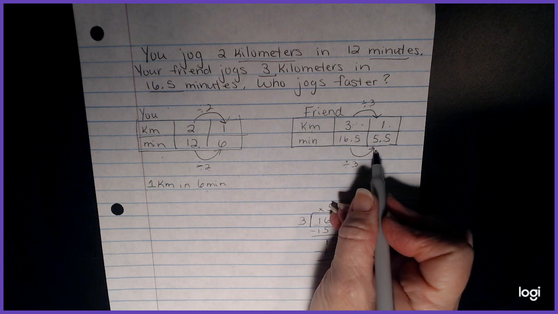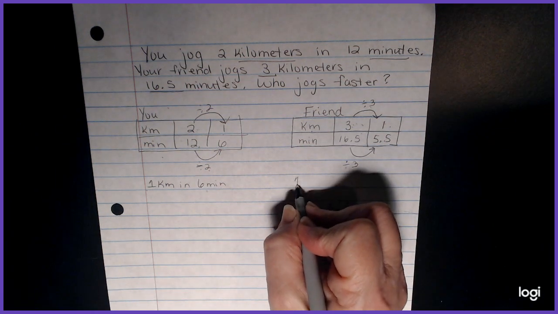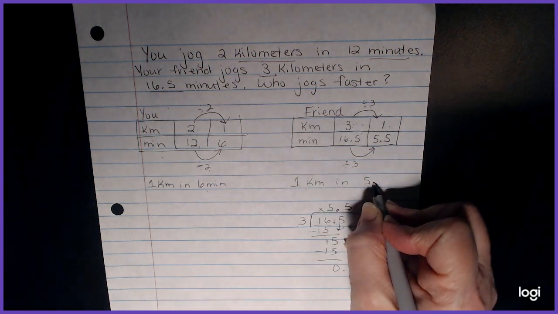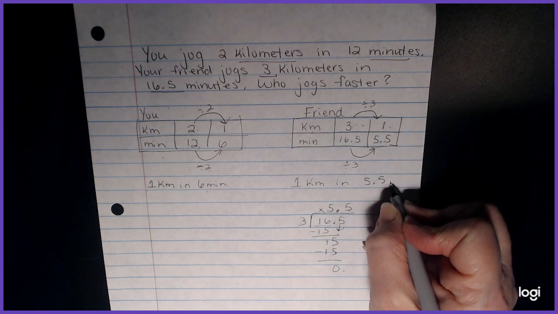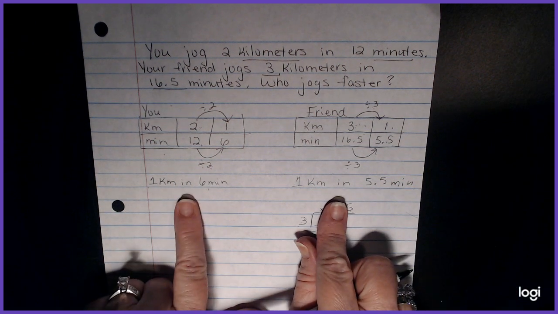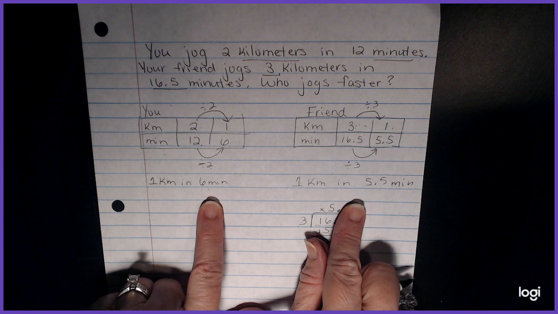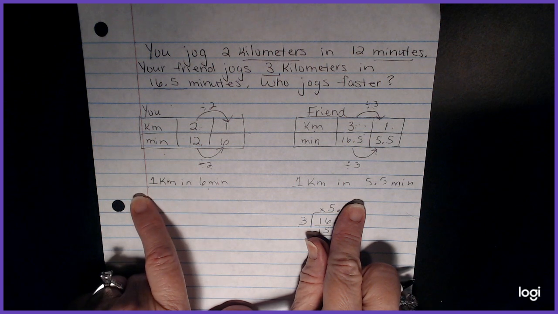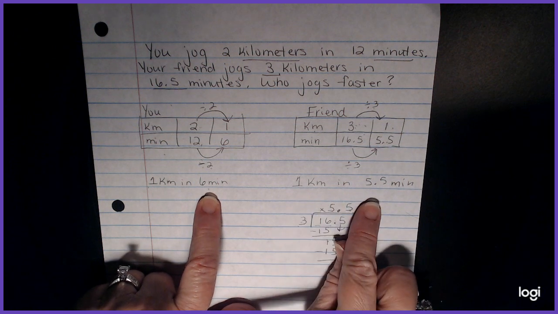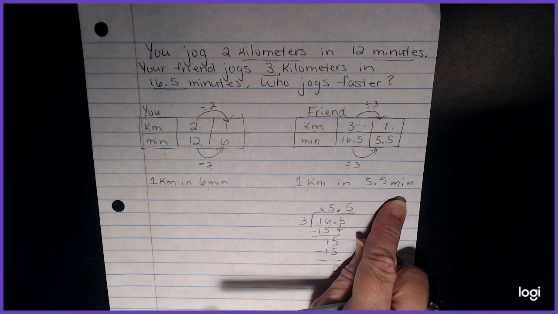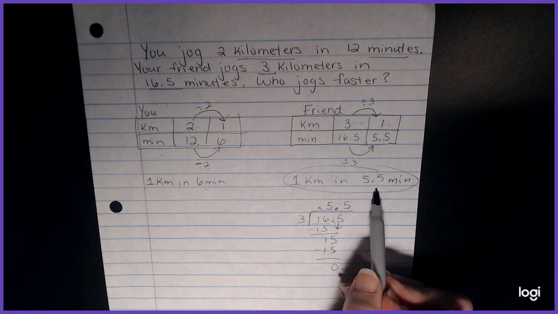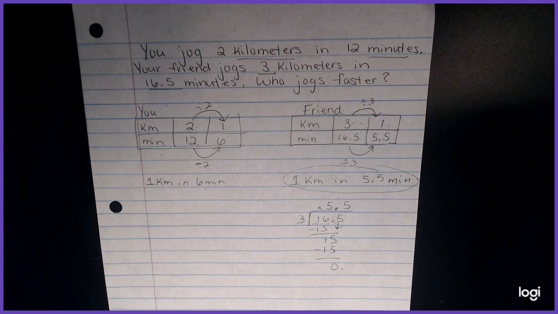So the unit rate we found out for our friend is they can run 1 kilometer in 5 and a half minutes. Now, because I found the unit rate for me and my friend, I can see who is the faster runner. I ran a kilometer in 6 minutes. My friend ran a kilometer only in 5.5 minutes, or 5 and 5/10. So my friend is obviously a little bit faster than me because it took them less time to run.